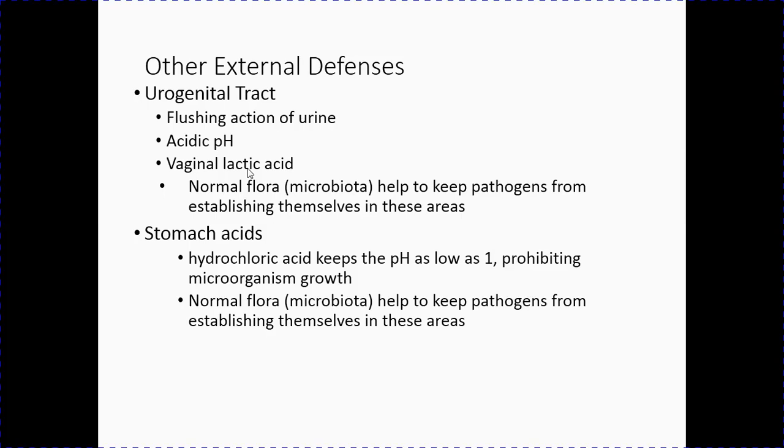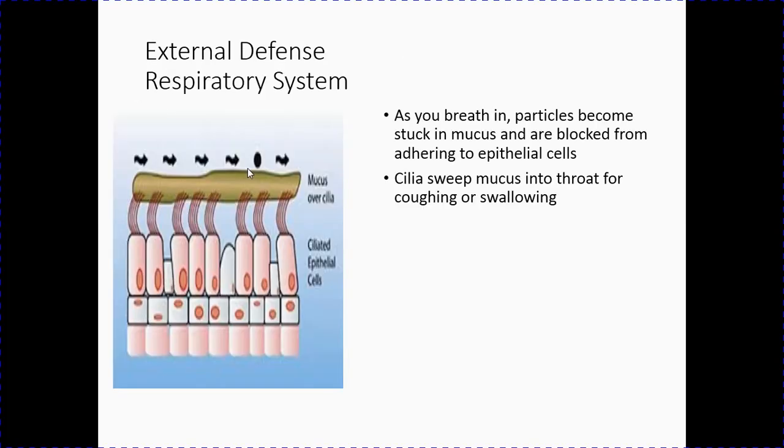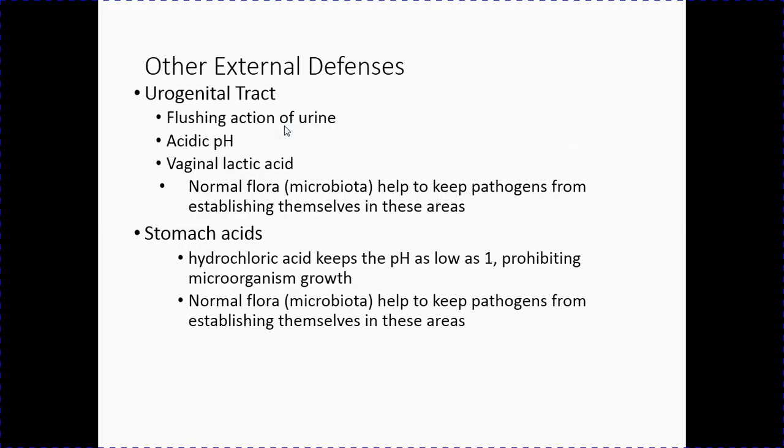So when we talk about the respiratory system, how the cilia sweeps the mucus up into the throat to either cough or swallow, if you swallow it, those particles and pathogens go into the stomach where they encounter this incredibly low pH that's really going to prohibit them from growing. It may not always kill them, but it's not going to allow them to grow very effectively.